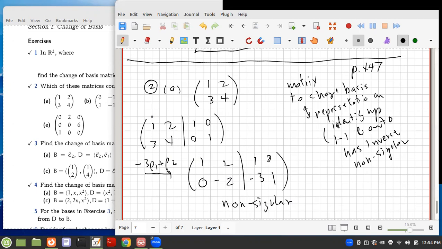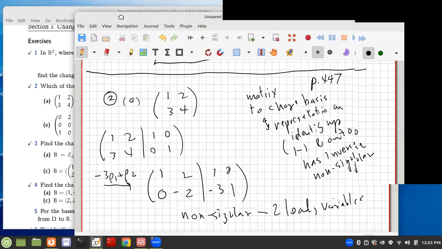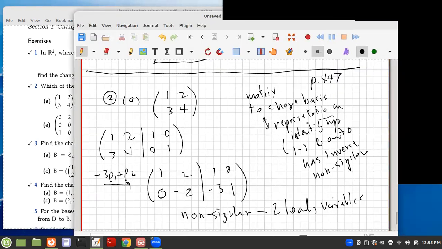So all I really had to do was take this matrix, put it into echelon form, and see that the two variables are leading. This question was sort of a conceptual question. It's misleading in the sense there's nothing magic about a change of basis matrix. A change of basis matrix is a representation of the identity map, and any non-singular matrix can be used as one because it's one-to-one and onto.